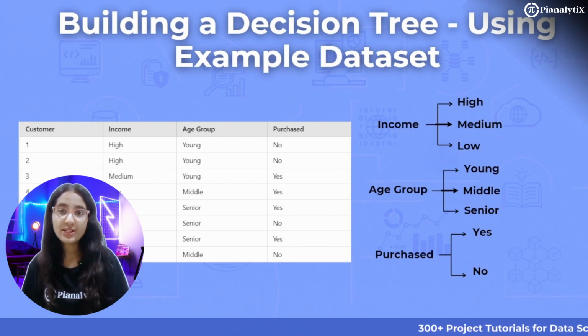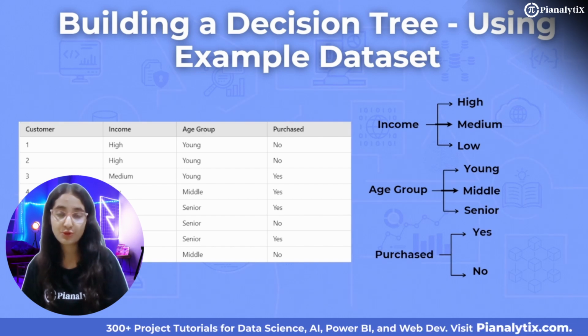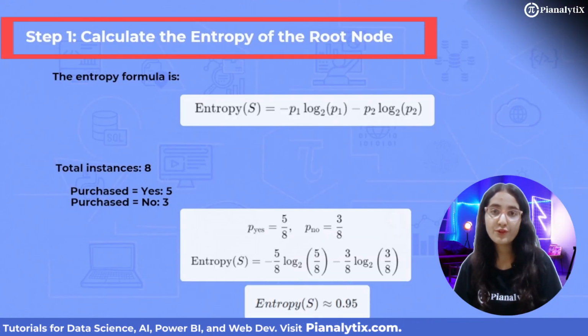Now we want to build a decision tree that predicts whether a customer will purchase a product based on income and age group. The decision tree starts by choosing a feature that provides the most information to split the data. So we need to find out which feature we should choose as our root node. For this, the first step is to calculate the entropy of the root node.